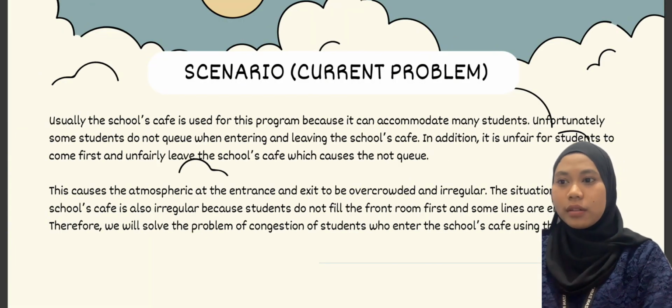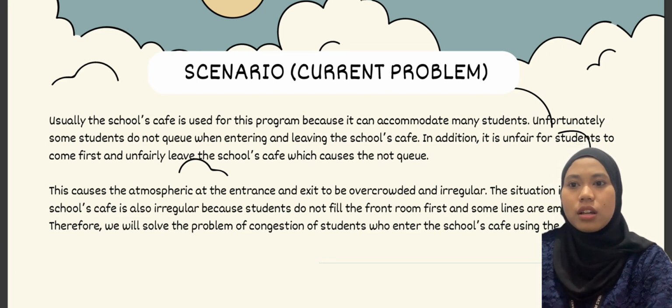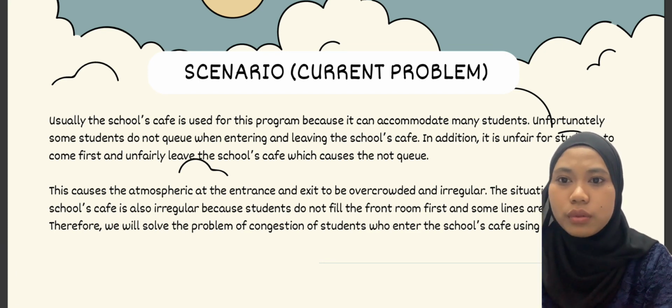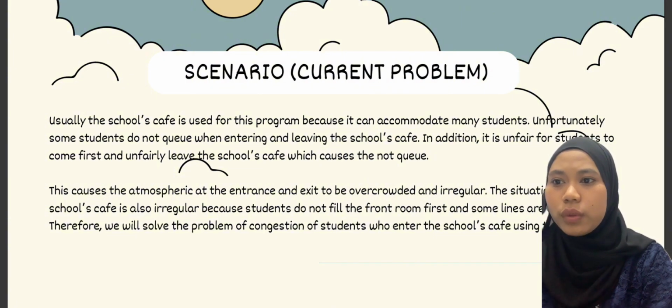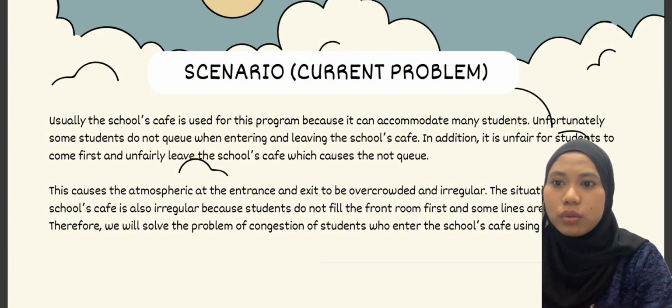Scenario current problem. Usually, the school cafe is used for this program because it can accommodate many students. Unfortunately, some students do not queue when entering and leaving the school cafe. In addition, it is unfair for students who come first, and unfairly leave the school cafe, which causes no queue. This causes the atmosphere at the entrance to be easily overcrowded and irregular.